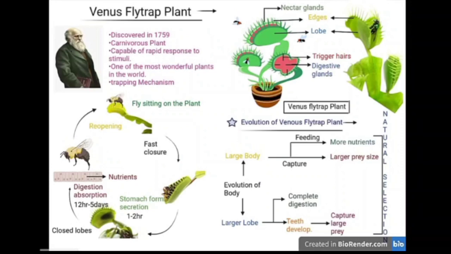So what is the proposed evolutionary history? Darwin describes some evolutionary changes in plants, that is the Venus flytrap plant. As different types of organs are developed in this plant, evolution or natural selection plays a main role.